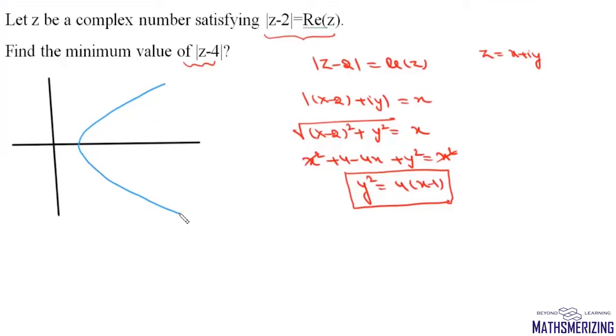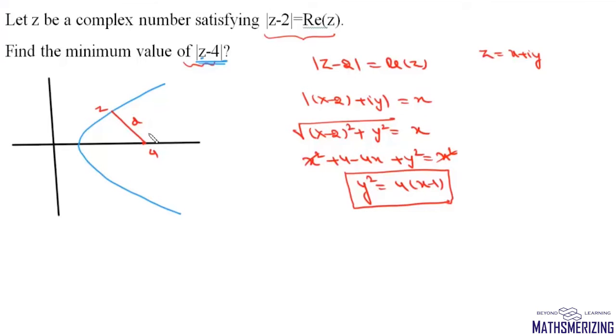It says we'll need to find the minimum value of |z − 4|. In complex numbers, we know that modulus is basically the distance between 2 points. One of the points is z, which lies on this parabola, and another point is 4, which lies on the axis of this parabola. So we'll need to find the minimum value of the distance between a point on the parabola and this fixed point.